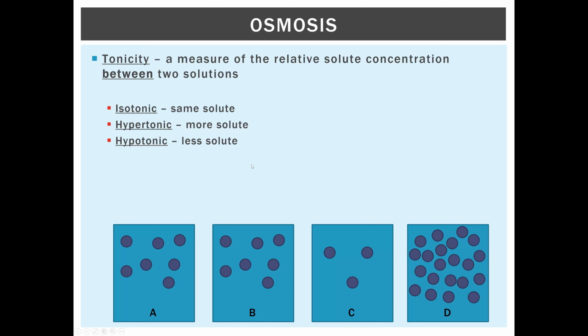So for example, here are 4 different solutions. We have solution A, B, C, and D. The little dark blue dots are the solutes. So we could say D is hypertonic when compared to B. So again, what we're saying is D has more solute than B. We could also say C is hypotonic compared to B. Or we could say A is isotonic to B. But again, you only use these terms when you are comparing different solutions.